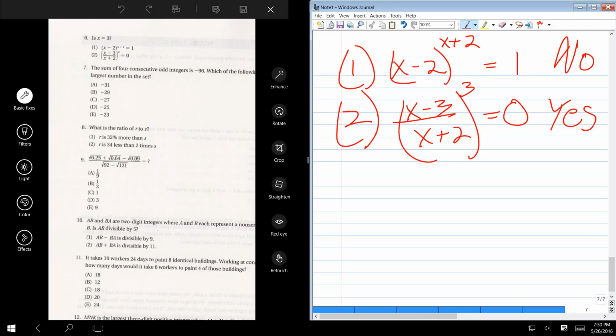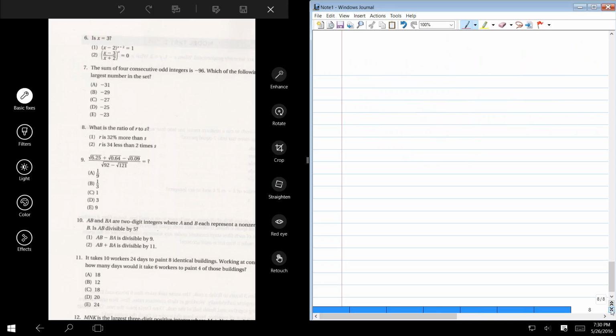So B. I do have an answer sheet on these if we need it or if you want confirmation of it, and I can pull it up anytime. I'd rather not set it up there while we're working through the problems, but I have it available. Okay, number 7.